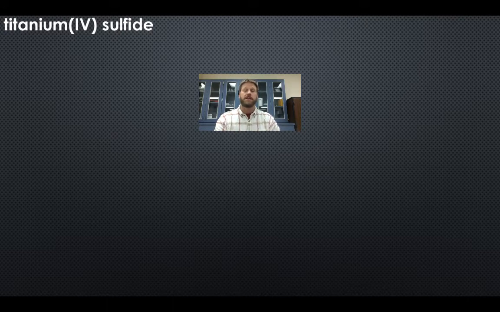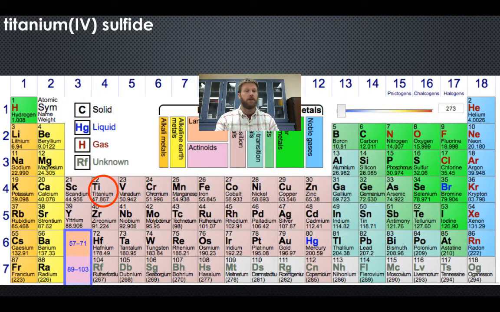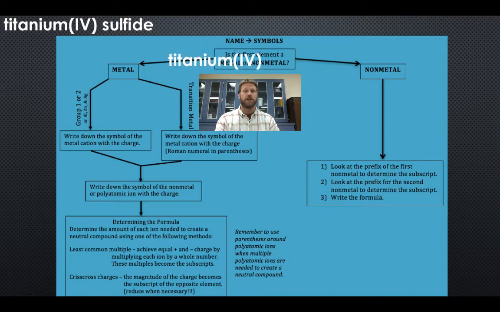Now with the transition metal, it's very easy to recognize, because you have the Roman numeral in parentheses. So you know it's an ionic compound because of the Roman numerals. You know it's a transition metal because of the Roman numerals. And you also know the charge on the metal cation because of the Roman numerals. So it's kind of helpful. You can see titanium is right there, a transition metal. So we're going to follow that path on our naming flowchart.